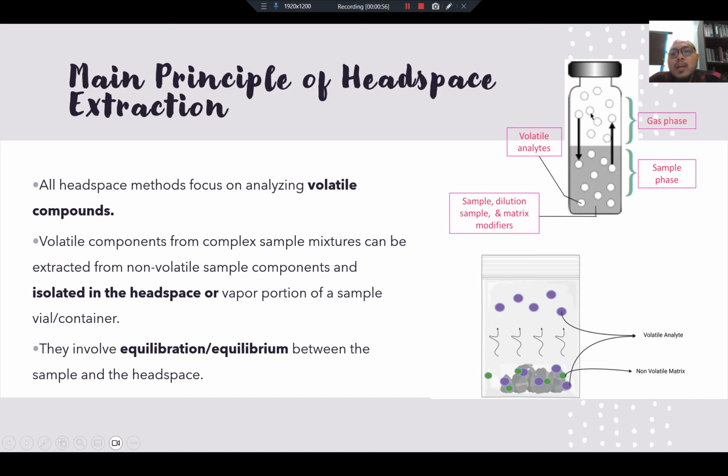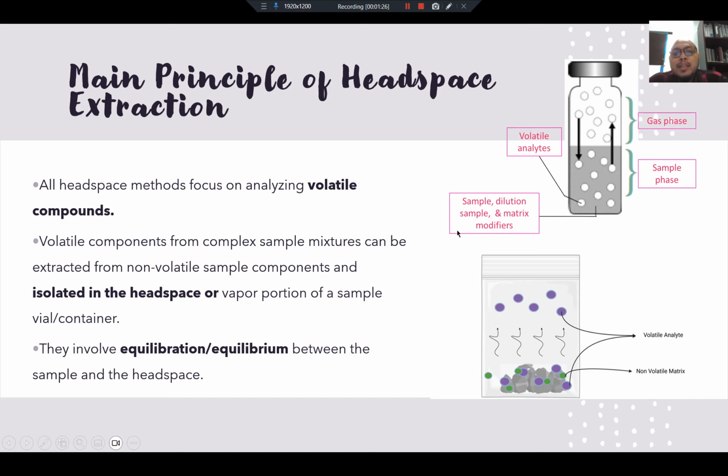So what they usually do is, after they put the sample inside a suitable container, they close it. Of course you need to close it, if not you cannot contain the analytes in the headspace; they will go to the surroundings. So you close it and then heat it, and your analyte will go to the gas phase, which we call the headspace. Then we collect your analyte from this phase and run it in the instrumentation.